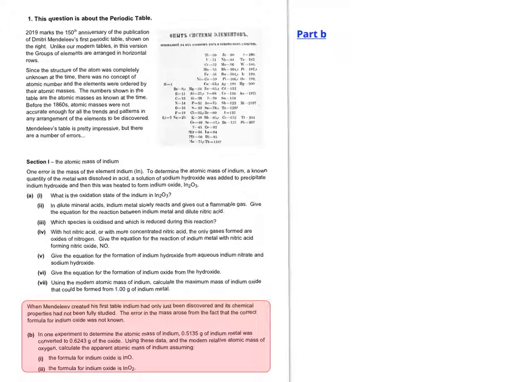So therefore, the question wants you to work out two formulae. So it says 0.5135 grams of indium metal was converted to 0.6243 grams of the oxide. And it says, using these data and the modern relative atomic mass of oxygen, calculate the apparent atomic mass of indium, assuming these two formulae. Okay, so looking at the two different formulae, I need to leave two different bits of space to do my calculations.